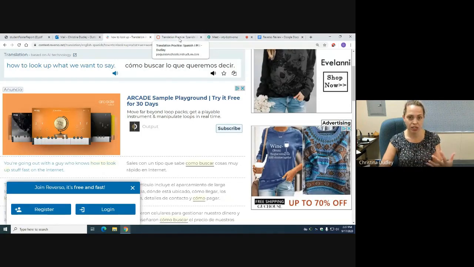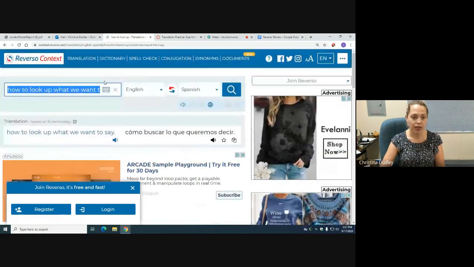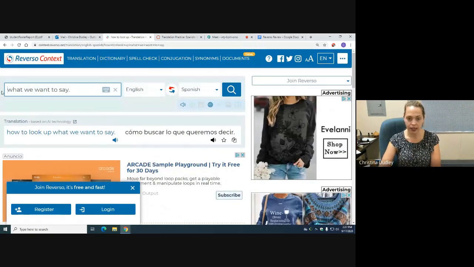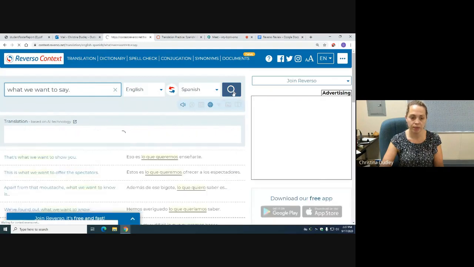Now, even if this translation is perfect, you can't depend on that every time. So again, because it's just an automatic thing, it doesn't have context, it doesn't have feeling, it just knows word, word, word, word. Okay, so como buscar, we're going to keep that too. So now we need to have what we want to say. What we want to say. Okay, and it gave us lo que queremos decir. So let's look up this one.